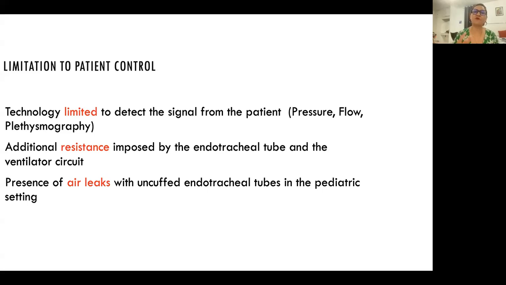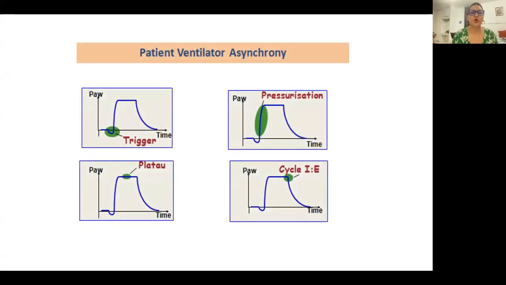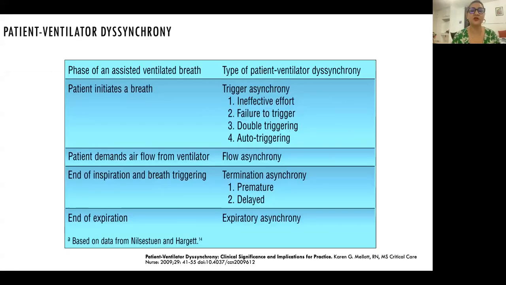Also, because we are using uncuffed endotracheal tubes for our babies, there might be a possibility of air leaks. That means we might still have asynchrony at the trigger level, at the flow level, at the plateau level, and at the end of inspiration and expiration level. So there may still be asynchrony. And how does it happen? The phase of an assisted ventilation breath depends on that, and the type of patient-ventilator synchrony.